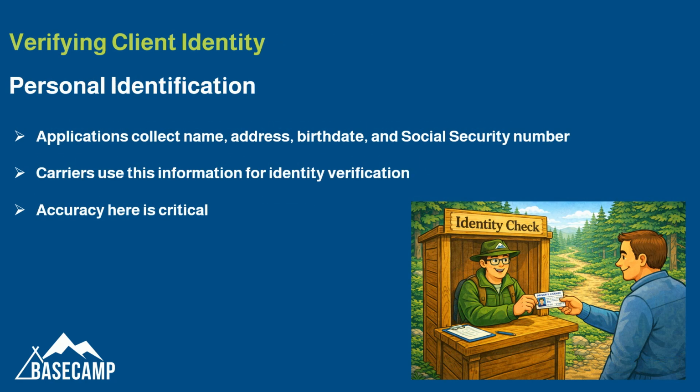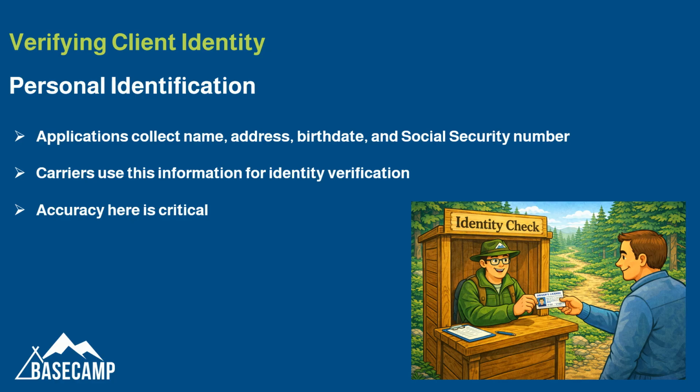As the application process begins to take shape, one of the first areas carriers review is personal identification. This section of the application gathers basic details such as the client's name, address, date of birth, and social security number. These pieces of information help the carrier confirm the client's identity and ensure the application is associated with the correct individual. You'll notice on the slide that accuracy is emphasized here.